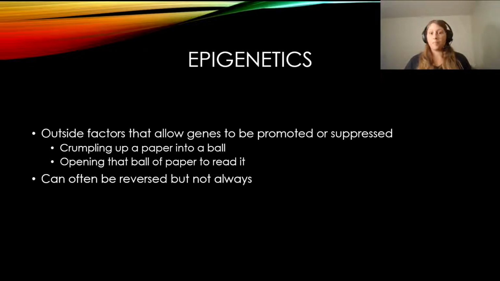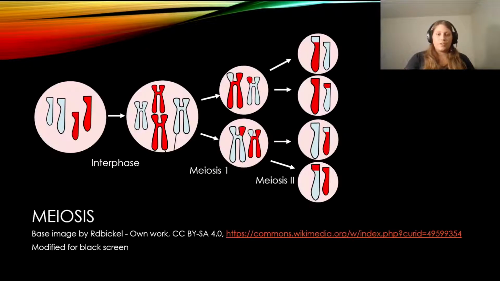Briefly, I'd like to touch on epigenetics. Epigenetics is essentially outside factors that allow genes to be promoted or suppressed. These are factors that aren't in that code of the DNA itself, but are slightly outside of it. You can kind of think of these as taking that transcript of that DNA creates and either crumpling it up into a ball where it can no longer be read, or opening up a ball that has already been crumpled up so that it's easier to read. Epigenetics can often be reversed, but not always, and are just another way for the body to make sure that DNA is either able to be read or not read when it is necessary.